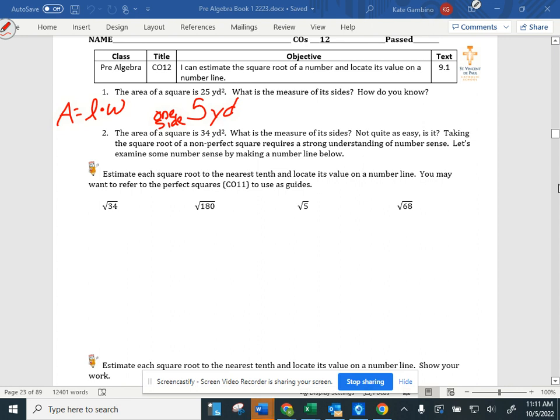But now our square is 34 yards squared. Is that going to be easy to find the answer to? No, because we can't find the square root of 34 real quick in our head. It is not a perfect square number. So taking the square root of a non-perfect square requires a strong understanding of number sense. So let's examine some number sense by making a number line below.